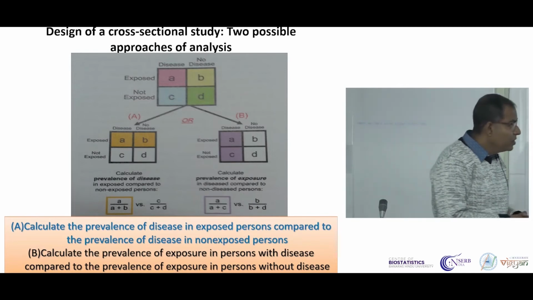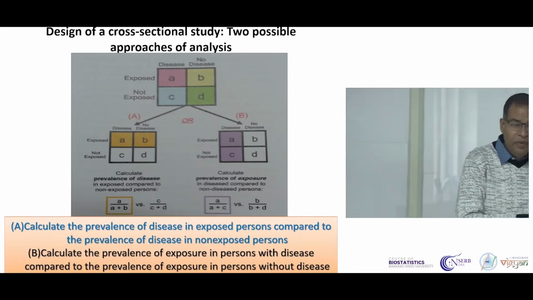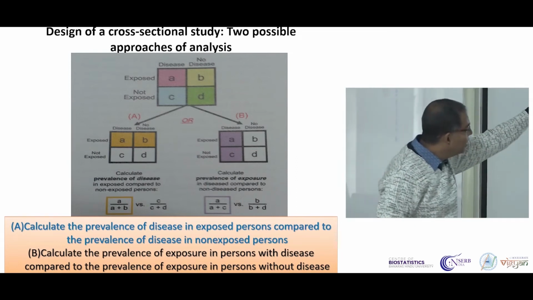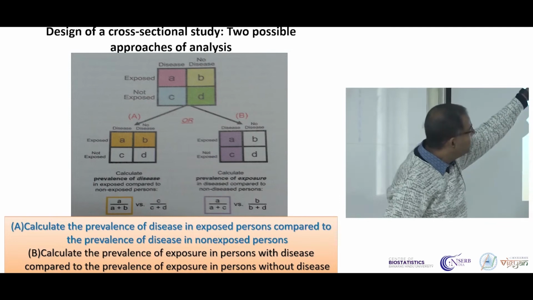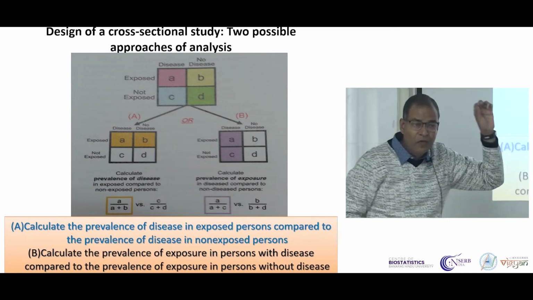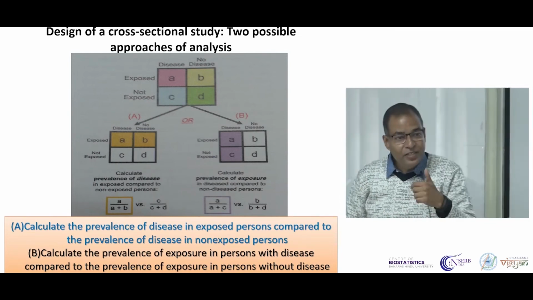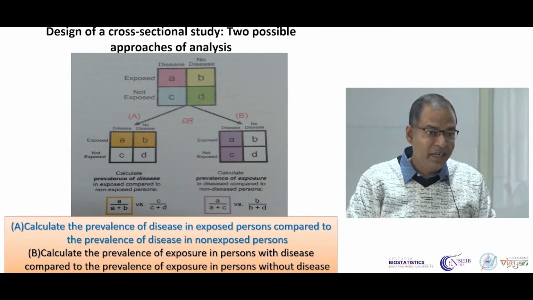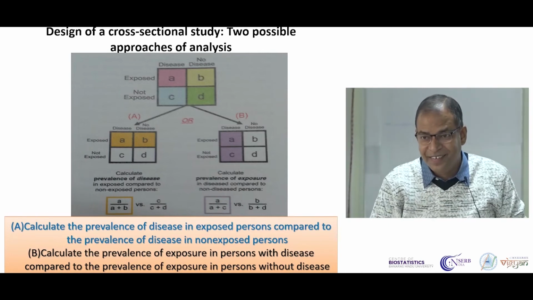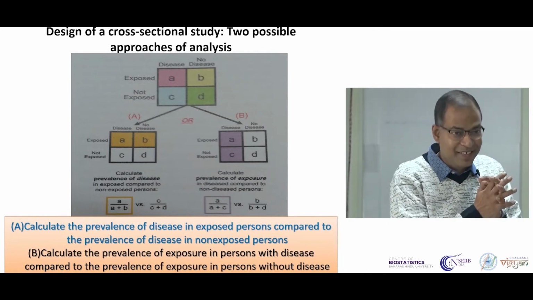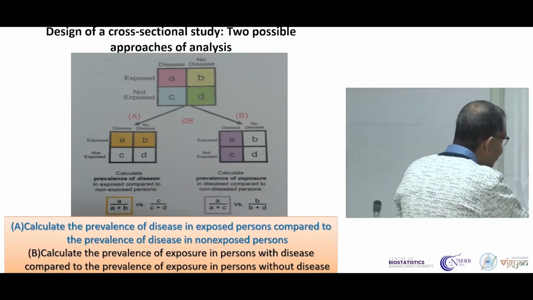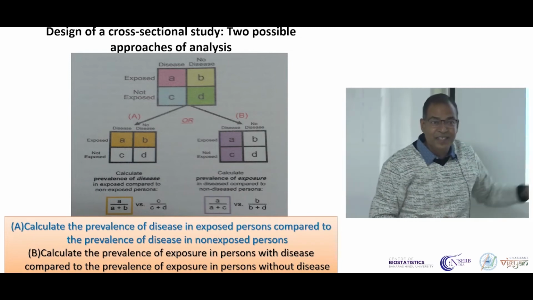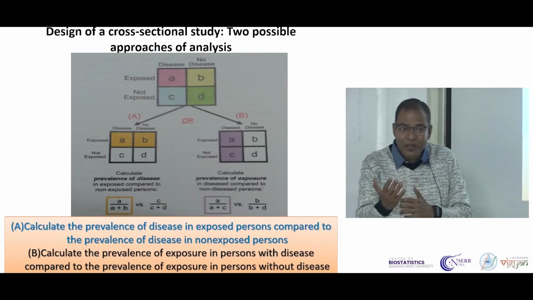Sometimes some students ask me or the teachers, this is the basic table. You see, disease yes, no. Exposure yes, no. Now, one of the common questions I used to face when I was in a medical college: Sir, which one to do, column percentage or row percentage? Many students used to ask, what percentage should I do? Whether I will do the column percentage or the row percentage in the cross-sectional study. What is your opinion?